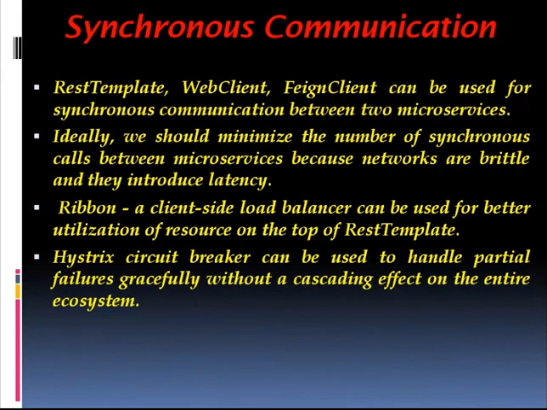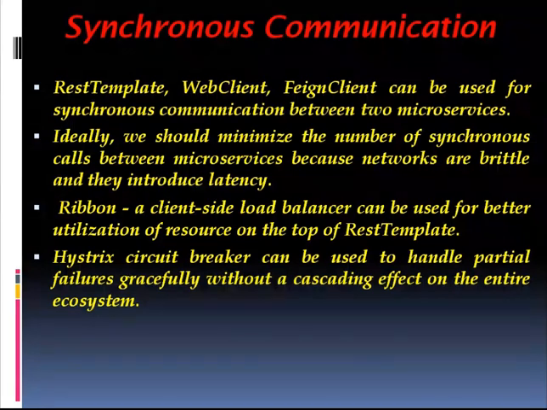Another one is Hystrix circuit breaker. Hystrix circuit breaker can be used to handle partial failures gracefully without a cascading effect on the entire ecosystem. Suppose one service tries to call another service and that service is not available, then this circuit breaker is very helpful to handle the partial failure of the services.